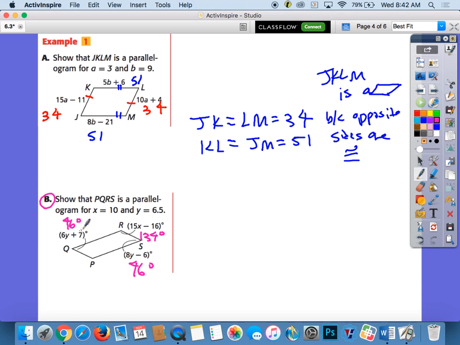Well, when you get angles that are consecutive and have different measures, it's going to be screaming supplementary to you. So 134 plus 46 is in fact going to give me 180.